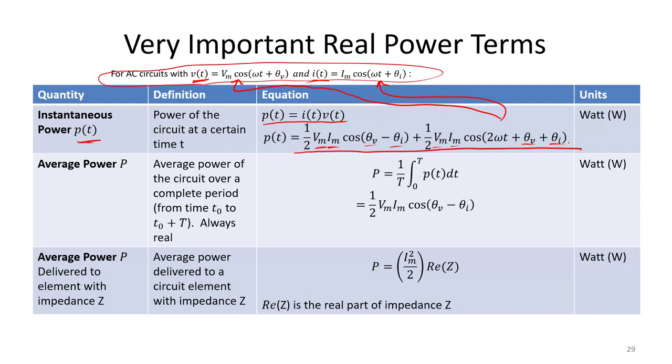We also covered the average power. Remember, the average power is the average power over a complete cycle of that sinusoidal wave. Average power is always going to be real, and we can say that it's given by the non-time dependent part of our instantaneous power.